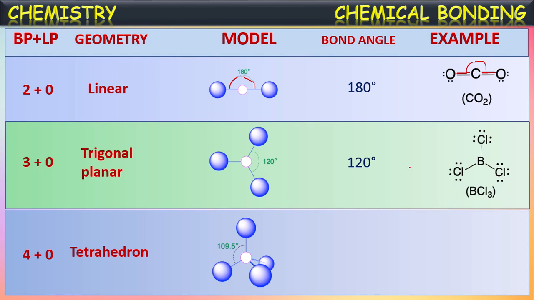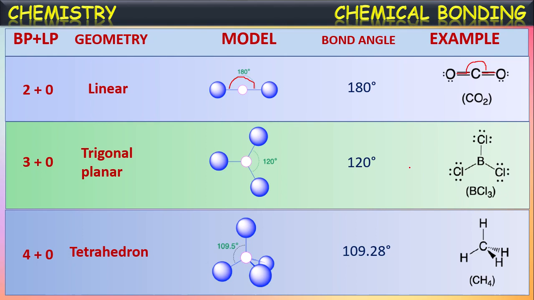This shape is called tetrahedron shape. And here the bond angle is 109 degrees 28 minutes, or 109.5 degrees, half of the degree it represents around. Now, examples of molecules having this tetrahedron shape are CCl4 and CH4.